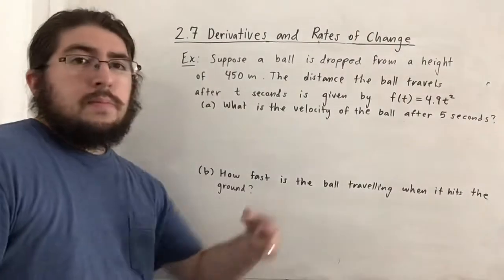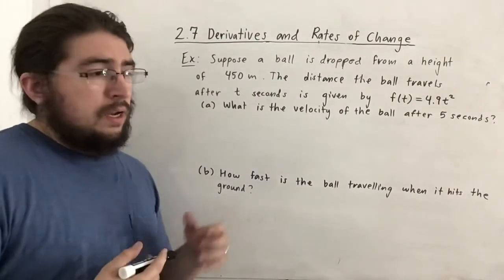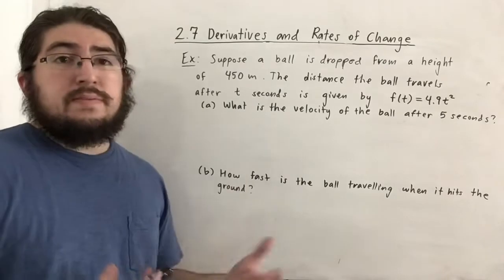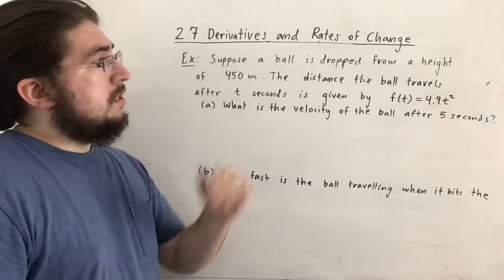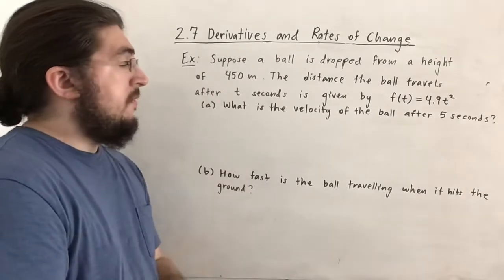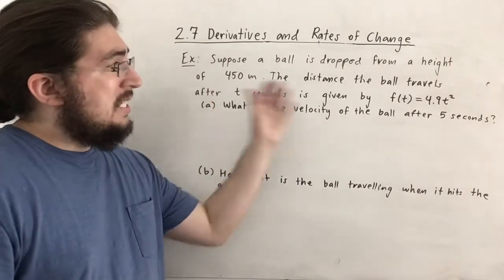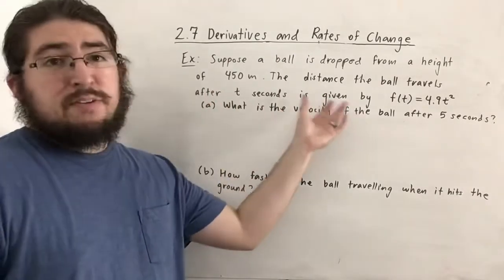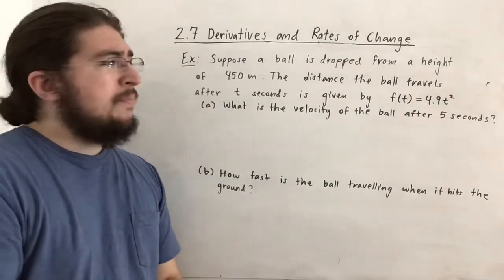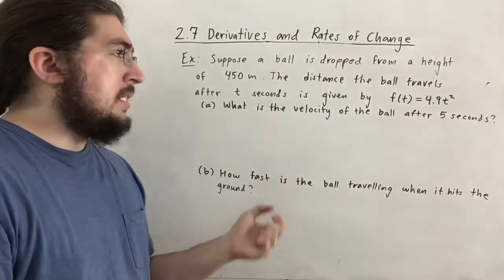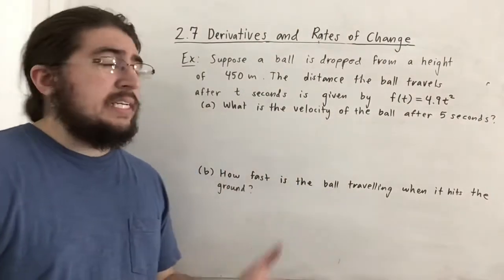Right, so now this problem is an example of an application of, again, derivatives, but in regards to physics. So here we suppose a ball is dropped from a height of 450 meters above the ground. The distance the ball travels after t seconds is given by the function f of t is equal to 4.9 t squared. And if you're wondering where this comes from, it basically comes from a kinematic equation from physics.